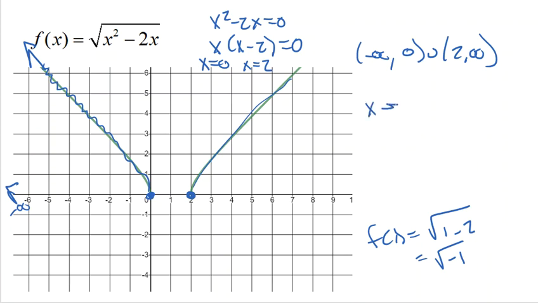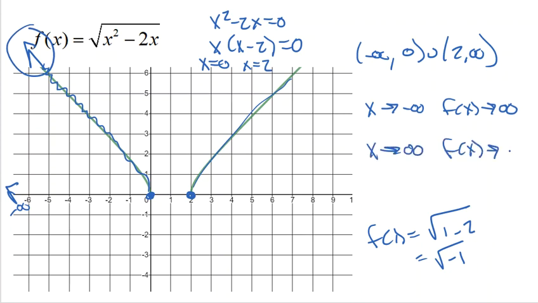So as x goes towards negative infinity, the function goes towards infinity. And again, we could see that up here. And then likewise, as x goes towards positive infinity, the function goes towards positive infinity as well. And we could see that up here.